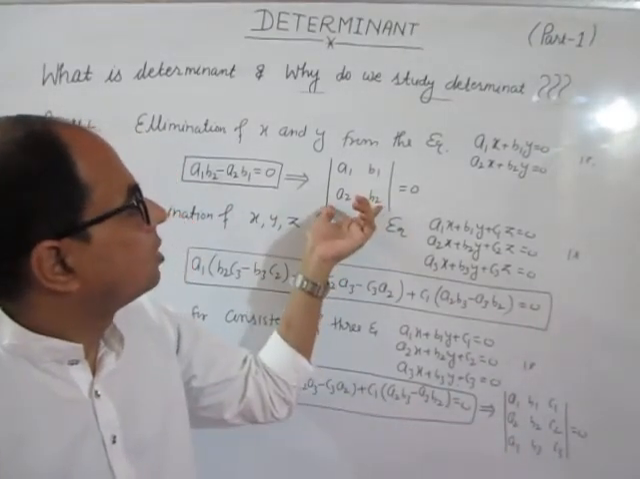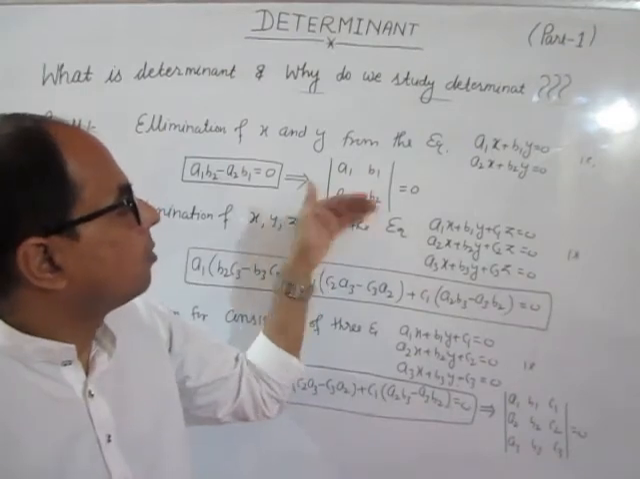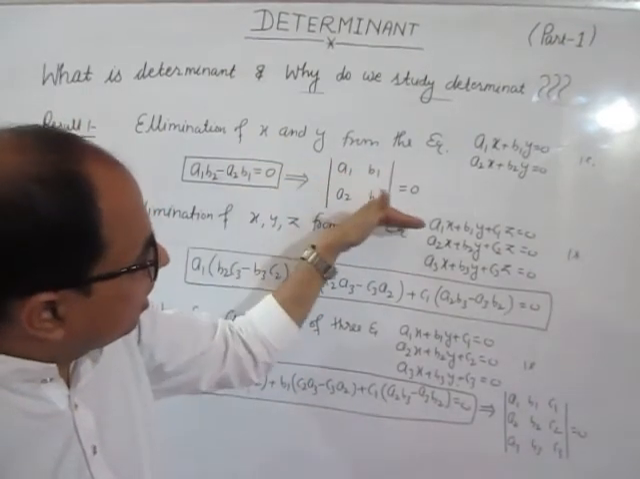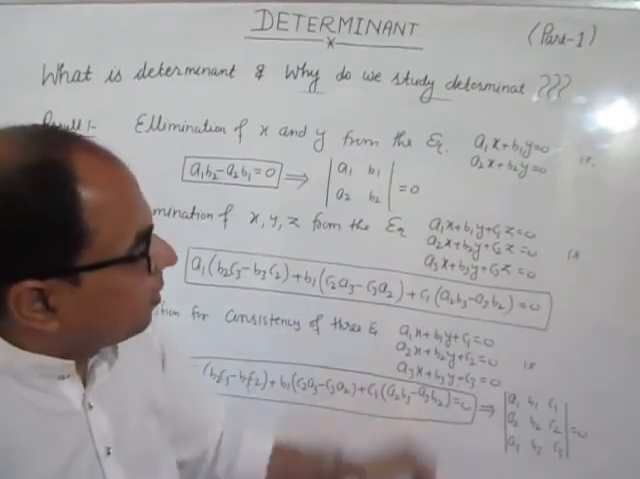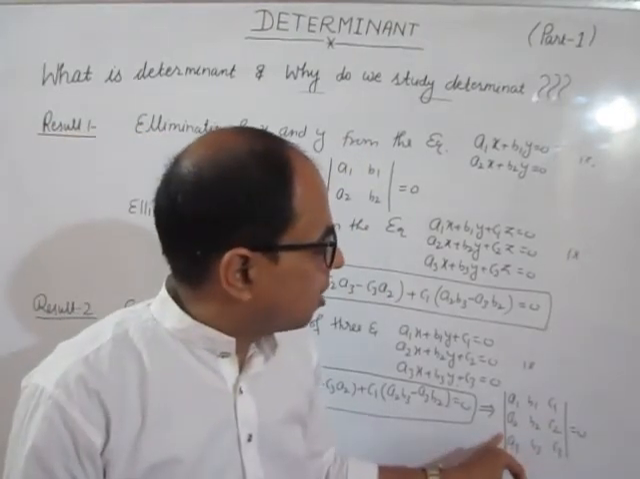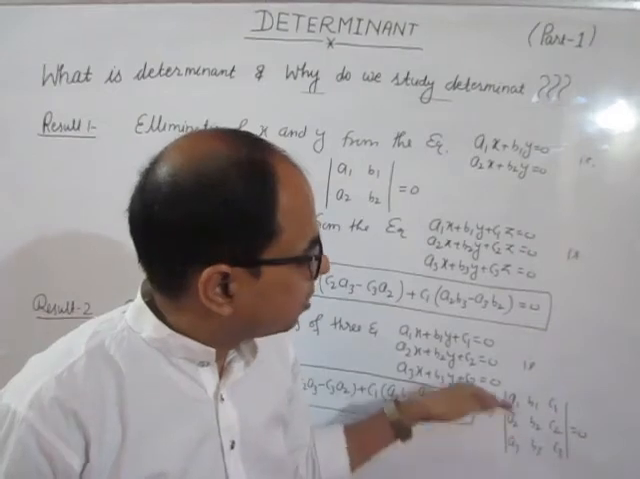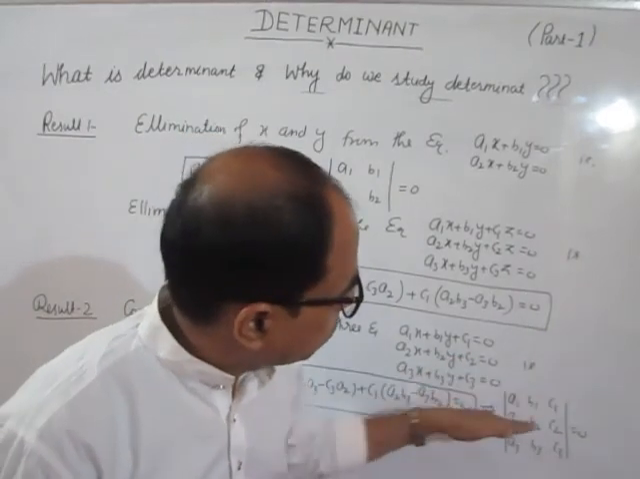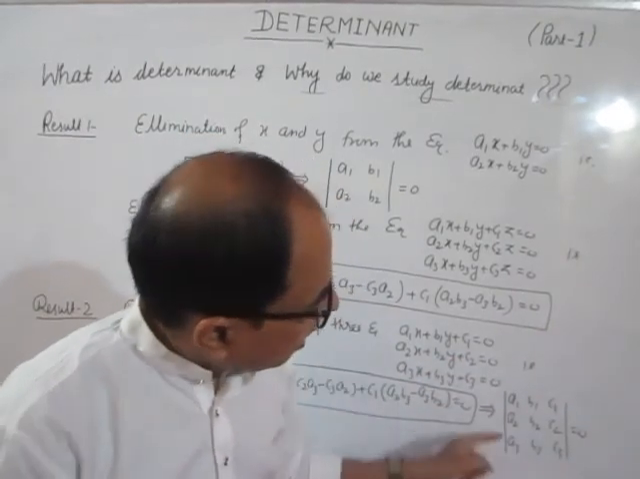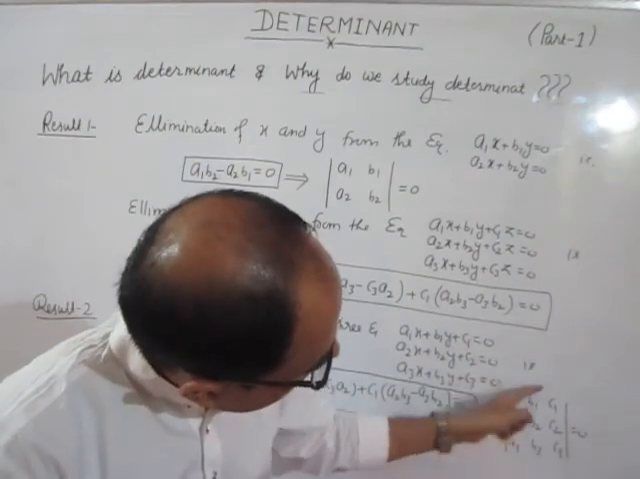This is called determinant of second order. Why? Because there are two rows and two columns. This is called determinant of third order because there are three rows, first row, second row and third row, and three columns, first column, second column and third column.